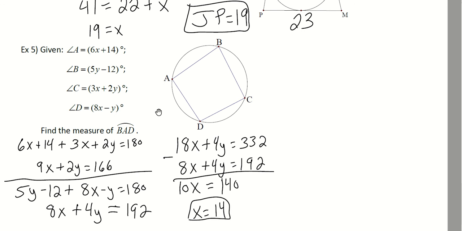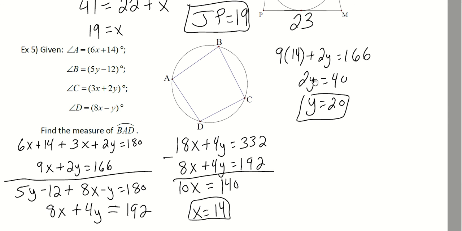Now, to solve for y, we have to plug x equals 14 into an equation that has both x and y in it. I'm going to plug it in here, 9x plus 2y equals 166, but any of these equations that have x and y in them would work. And when I do that, I get y equals 20. So 9 times 14 plus 2y equals 166, y equals 20.